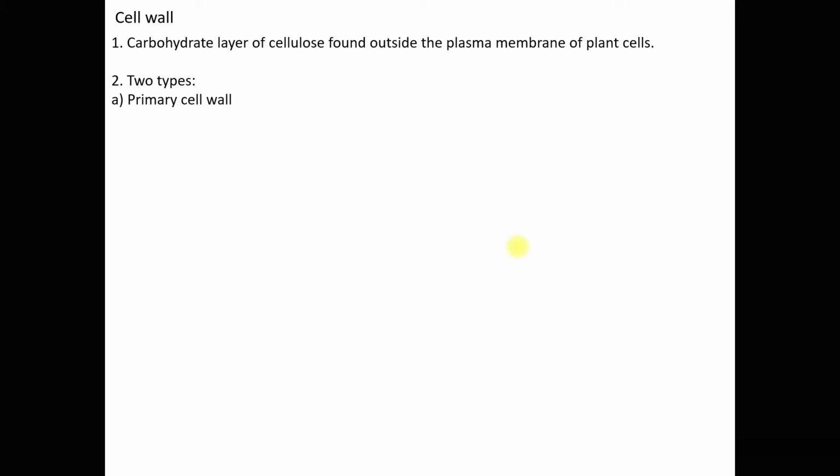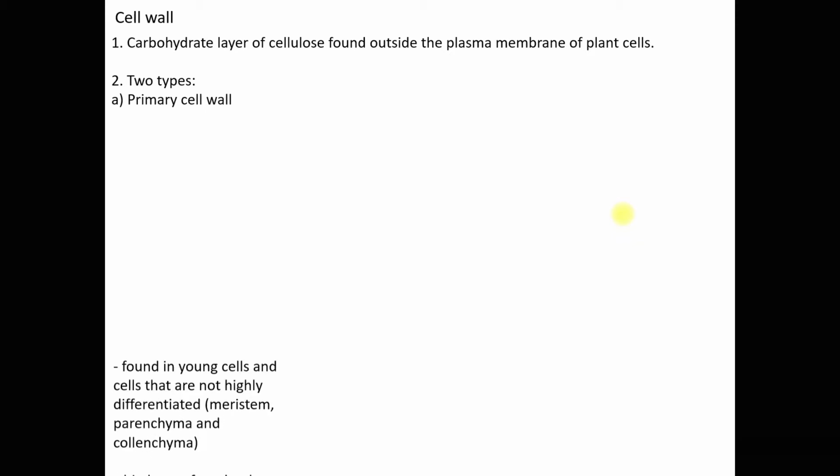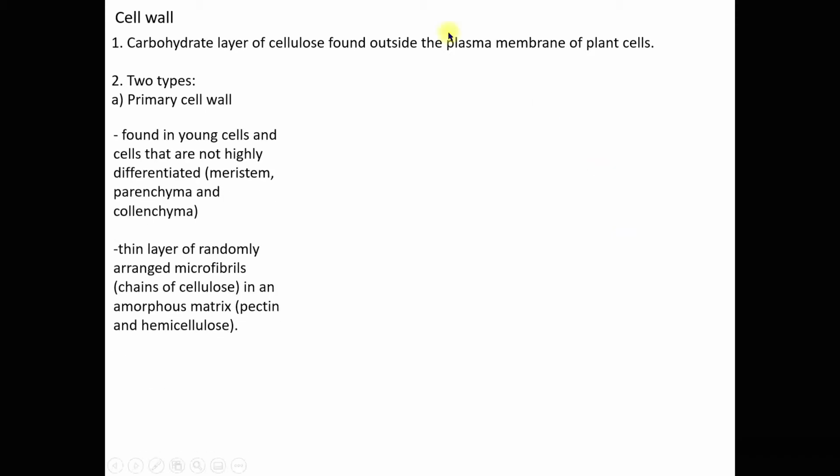So cell wall is a carbohydrate layer of cellulose found outside the plasma membrane of plant cells. There are two types of cell wall: the primary cell wall and the secondary cell wall. So first things first, let's dig into the primary cell wall. This primary cell wall is found in young cells and cells that are not highly differentiated, for example the meristem, the parenchyma and collenchyma.